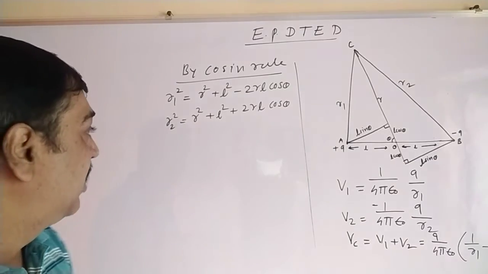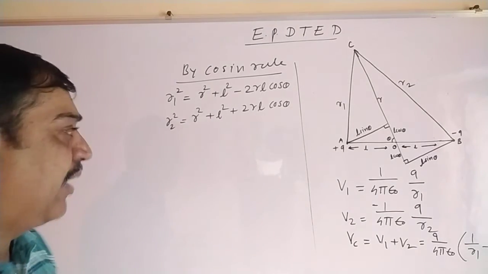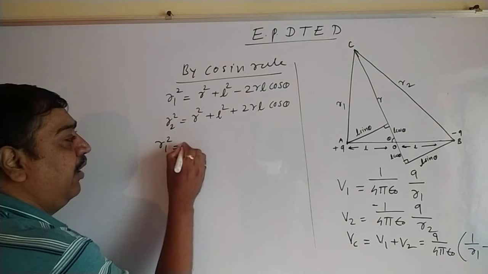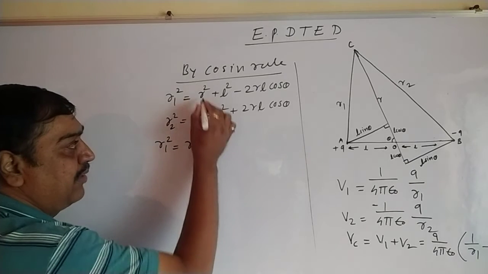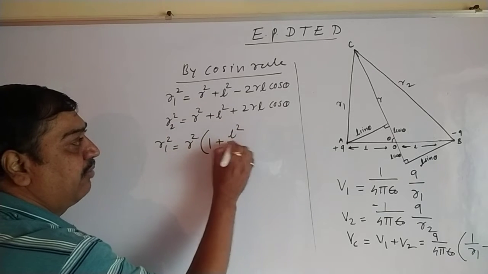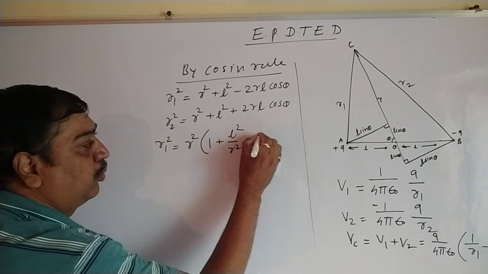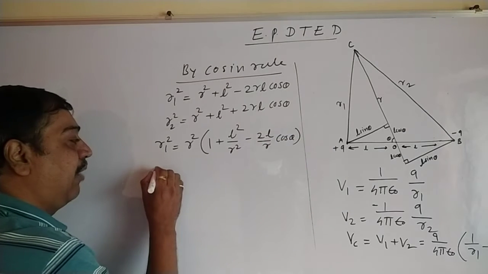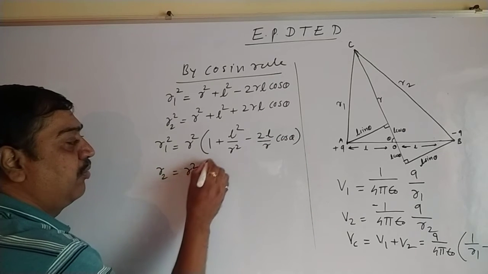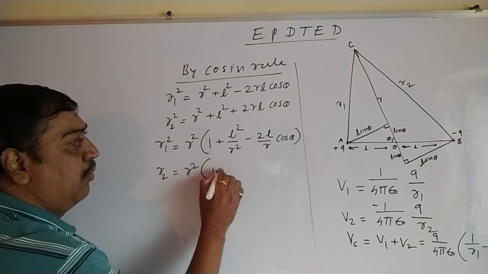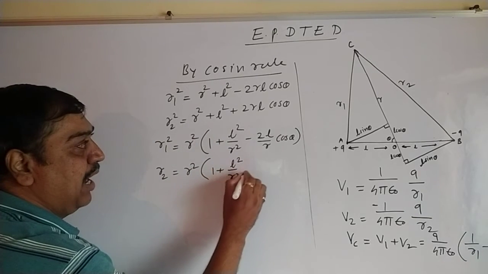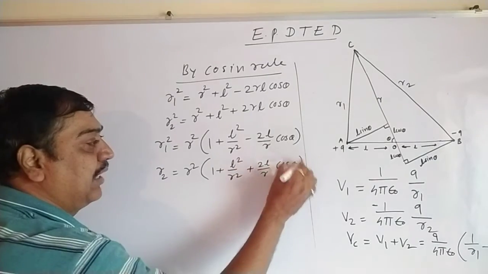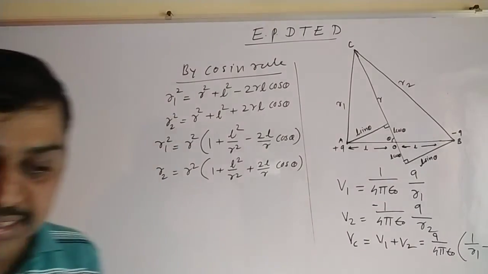Now here, remember, apart from this, we have to take the right hand side, R square common in both the equations. So we can write R1 square, R square is common. What is remaining? 1 plus L square by R square minus 2L divided by R into cos of theta. That is R1 square. Similarly, R2 square, R square is taken common: 1 plus L square divided by R square plus 2L divided by R into cos theta. So we get these two equations by taking R square as common.